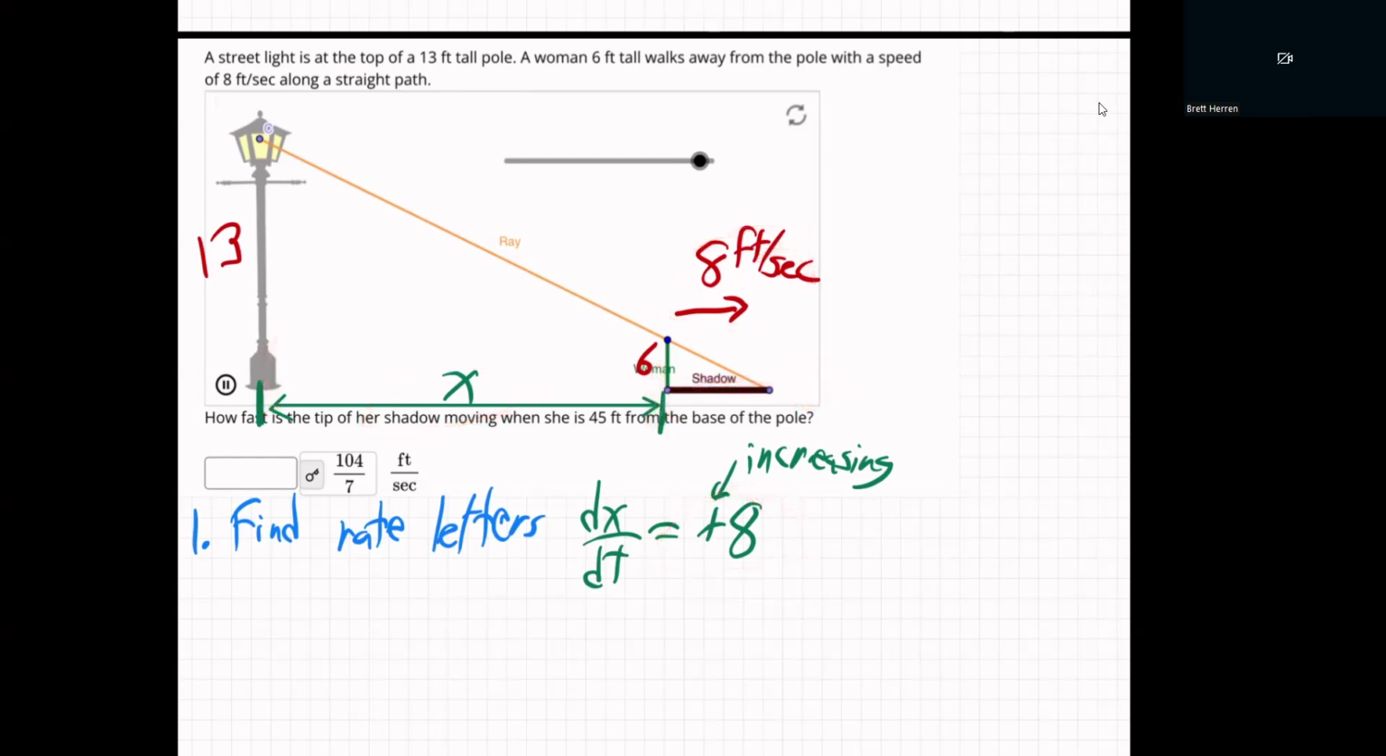There's that one. Okay. And then down here, they're saying, how fast is the tip of her shadow moving? So we got to bring her shadow into this. This is where it gets really interesting. So here's the tip of her shadow right there. We're going to go from here to here. Call that Y. Let me draw that. So Y, that's how long her shadow is.